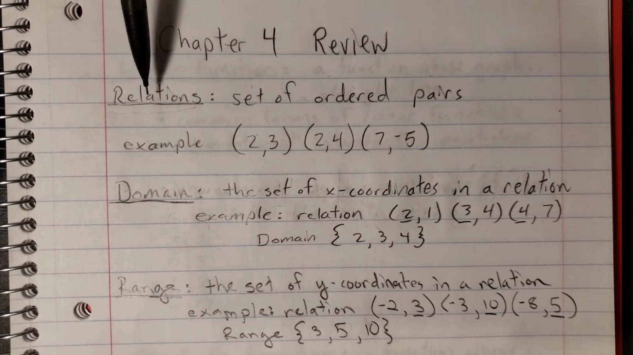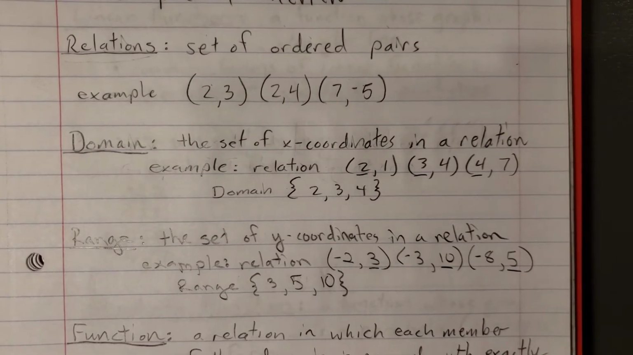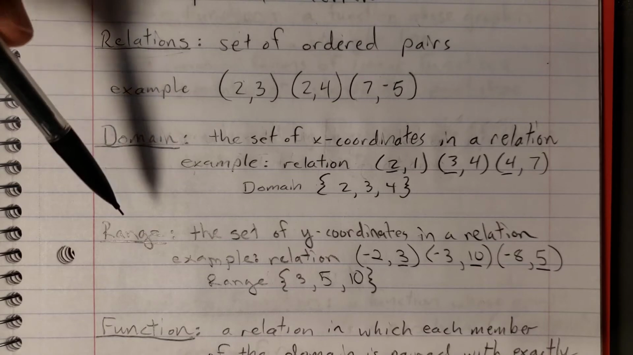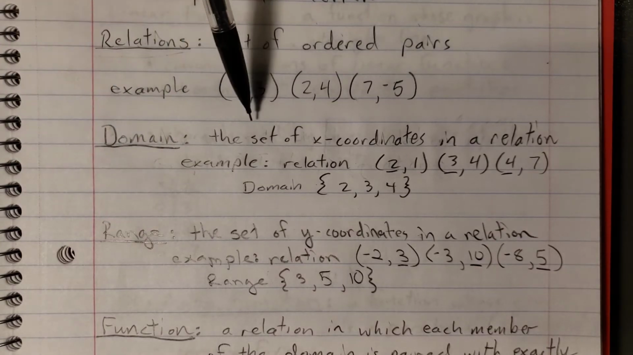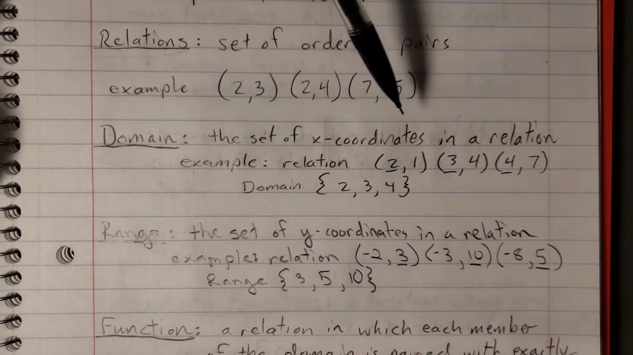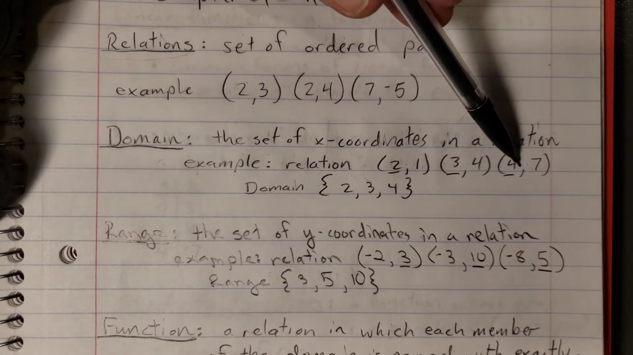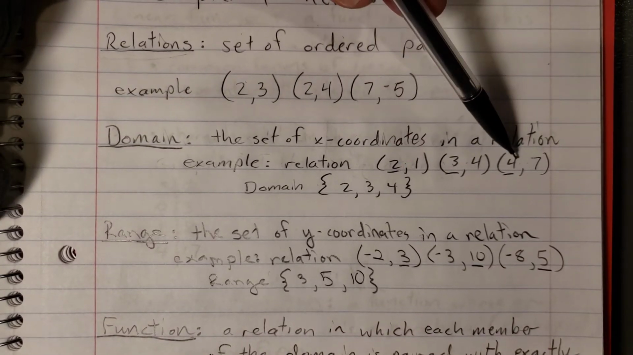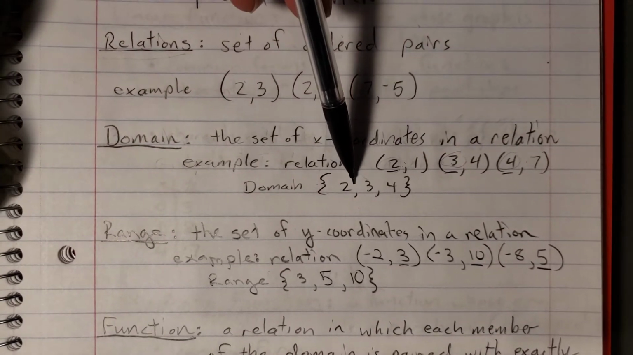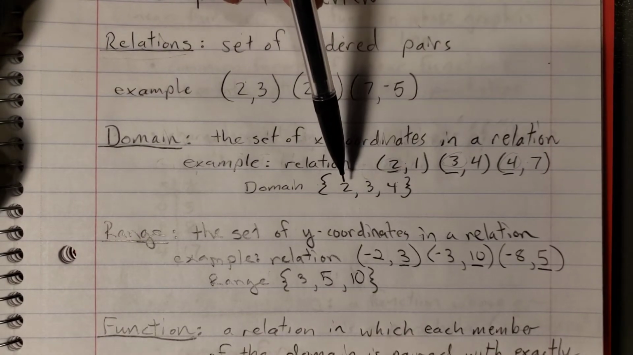There's special types of relations. One of those special types is a function, which we'll get to shortly. But we can break up relations into 2 different sets. The domain is the set of x coordinates in a relation. Example, if you have this relation, there's your set of ordered pairs. And if you just take the x coordinates and put them in a list, that's your domain. So your domain for this relation is 2, 3, and 4.